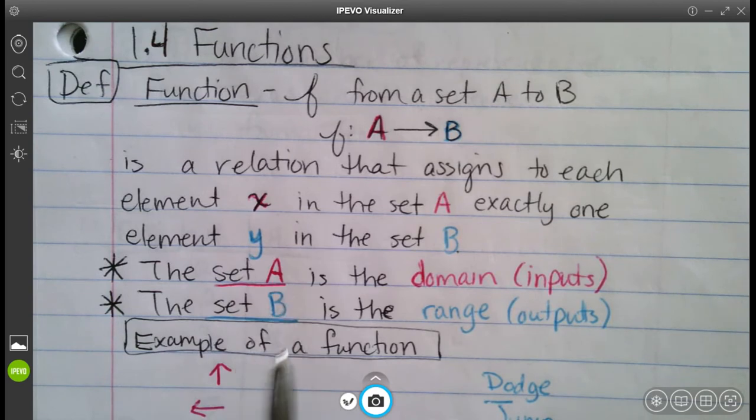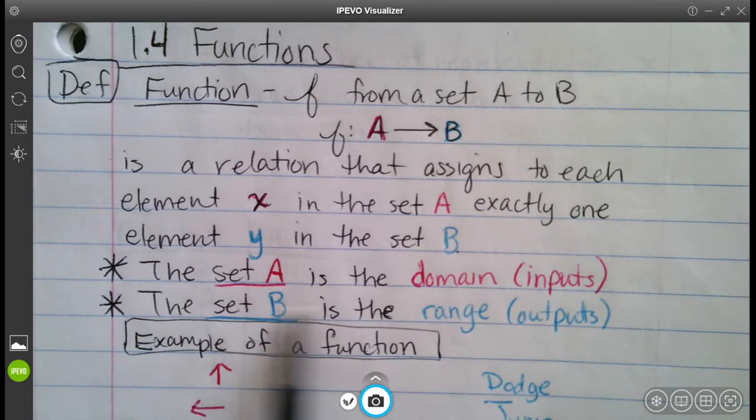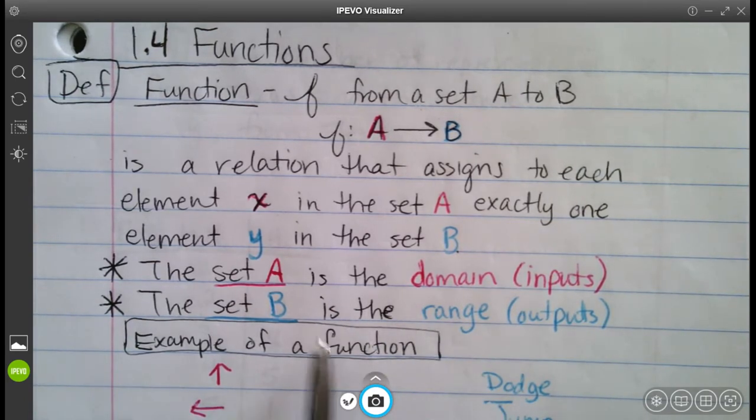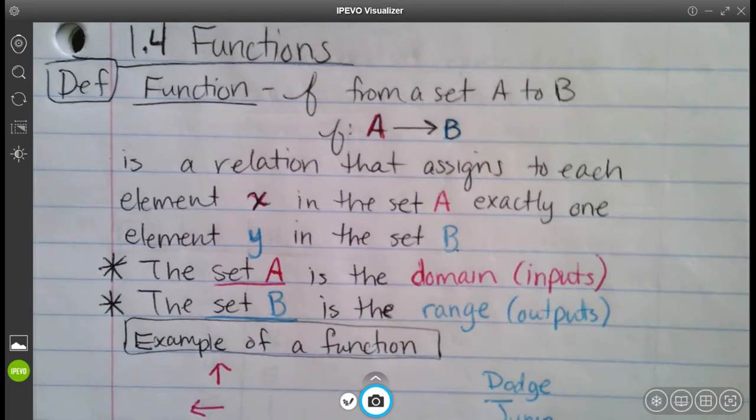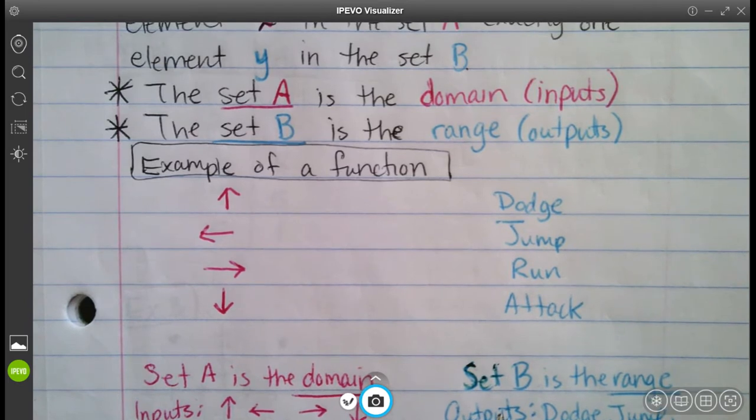Okay, we know this as the domain and the range, also known as the inputs and the outputs. Okay, so the set A is going to be our domain, set B is going to be the range. So a lot of stuff that you already know, just kind of in fancier language here. Okay, here's an example of a function that we are hopefully familiar with, some of us.